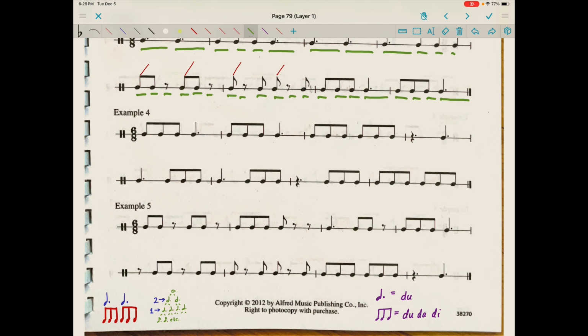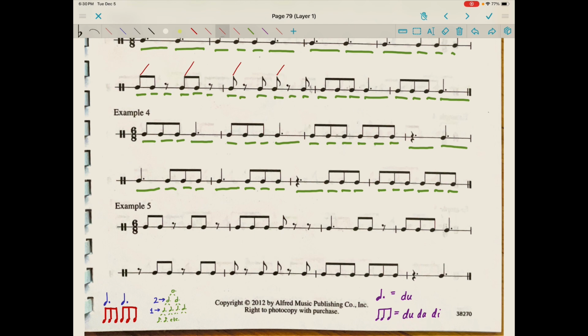1 and a 2 and a ready, speak. Do-da-dee, do, do-da-dee, do, do-da-dee, do-da-dee, do, do-da-dee, do, do-da-dee. Do-da-dee, do-da-dee, do-da-dee.